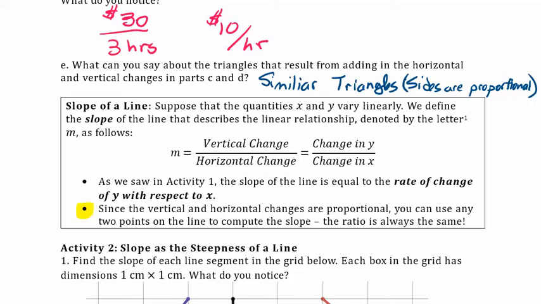Since the vertical and horizontal changes are proportional, because of the similar triangles, you can use any 2 points on the line to compute the slope. The ratio is always the same. You can use any 2 points on the line to compute the slope.